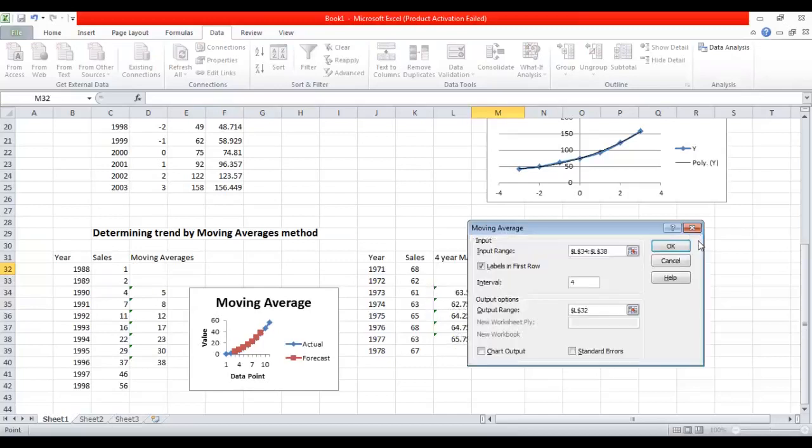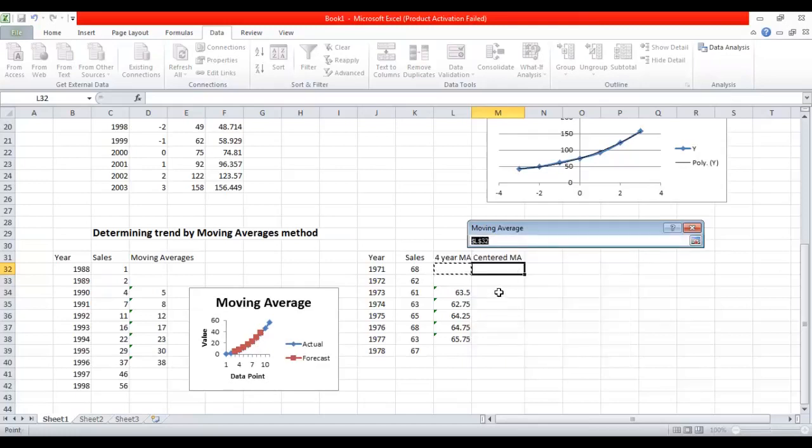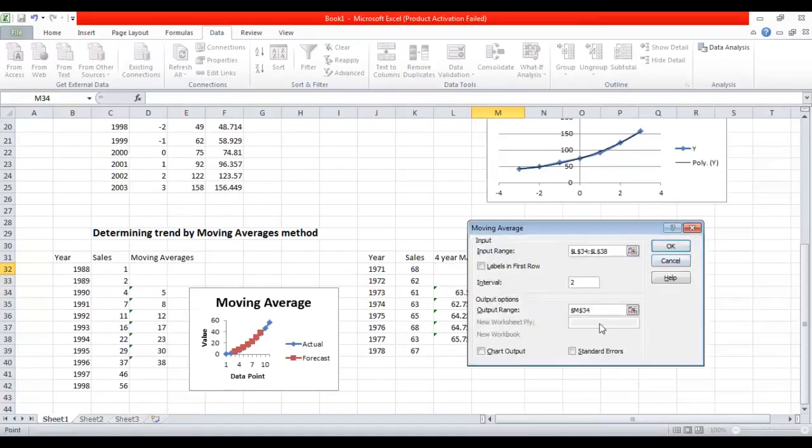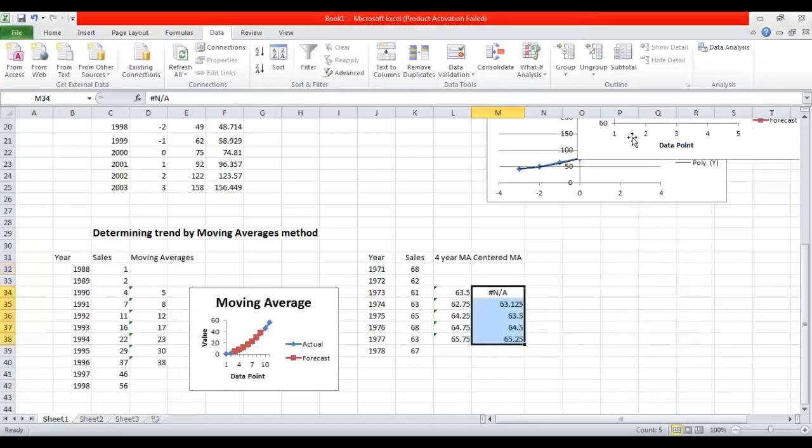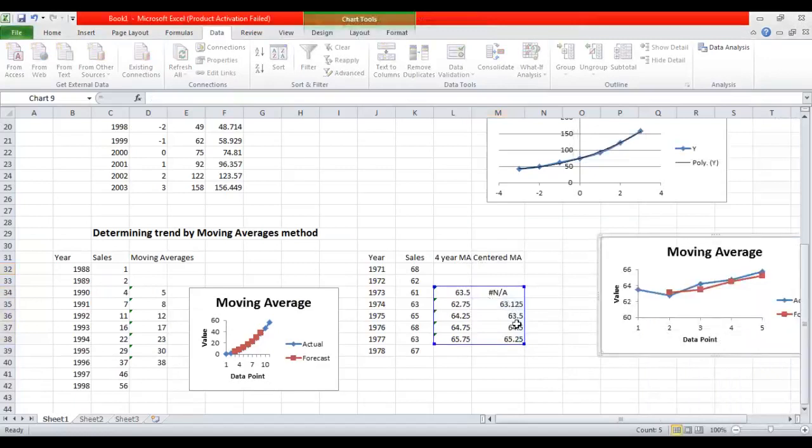So select this data. Labels are not included. I'm only selecting this data. So labels are not included. The interval is 2 years. Output range: select the output range. I'll be getting the values from here. I'll select it, later you can adjust also. Now I want the chart output along with this. So click on OK. We get these values along with the chart outputs.